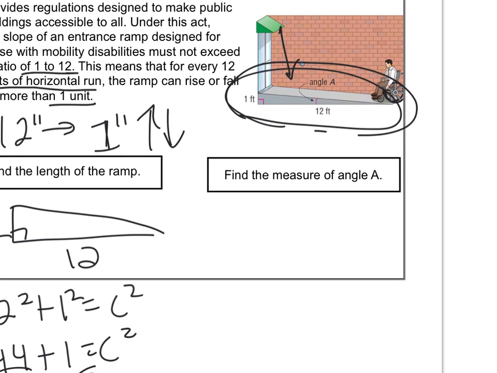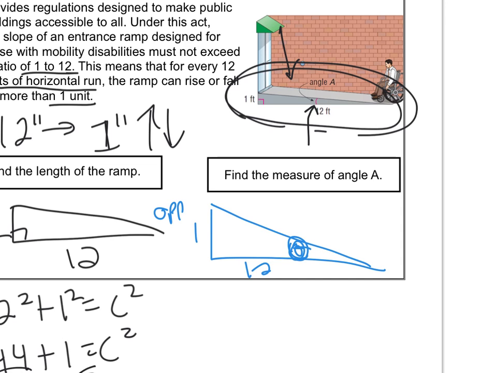Then they want you to figure out, what is the measure of angle A? What is that tiny little measurement in there? Here's where we have to use trig. I'm looking for that angle. That's 12, that's 1. From this angle here, this would be the opposite side, and this would be the adjacent side. For those of you who don't remember SOHCAHTOA, opposite and adjacent means I need tan.